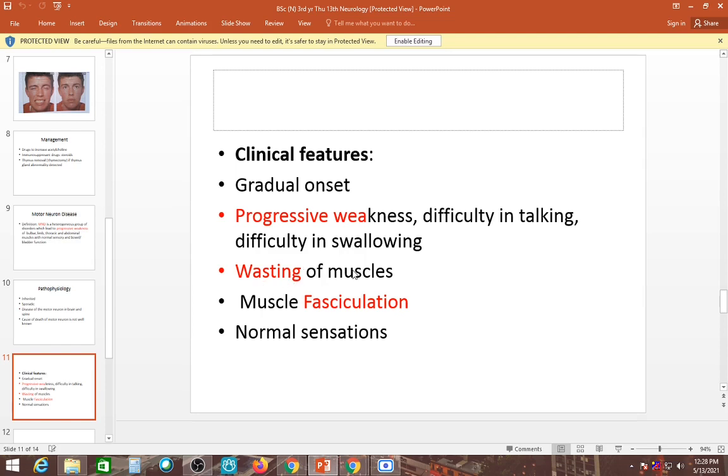Wasting means loss of bulk. The muscles are going to become smaller. The muscles are going to become atrophied. They are going to lose the normal contours of the muscle. So wasting is loss of girth of the muscle. The muscles are going to become smaller in case of motor neuron disease.